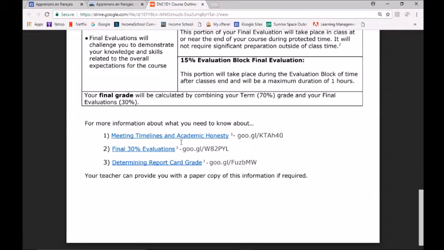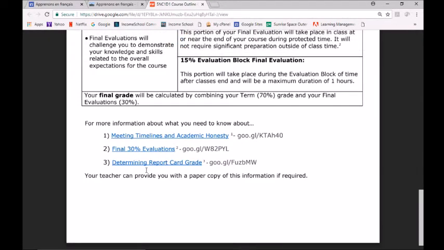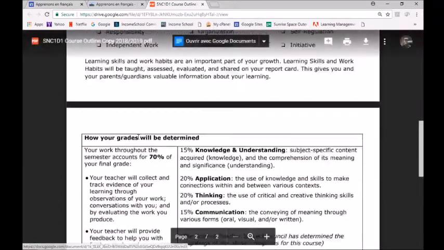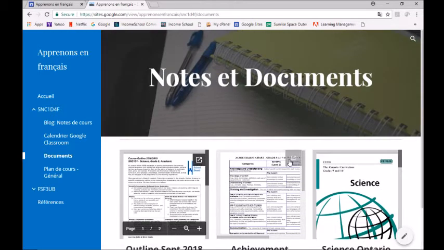Second is how the final 30% is looked into, and the last one is how a teacher determines report card grades. And these 3 documents are given by the board so that you can have a good look. So this document is found on the website, and you are welcome to go, and we're going to use this website throughout this semester. The other part is the achievement chart.